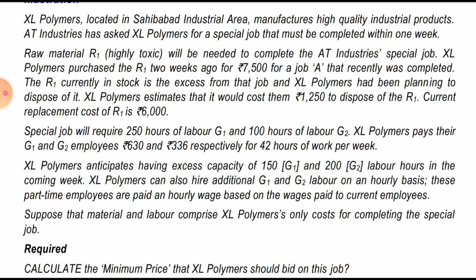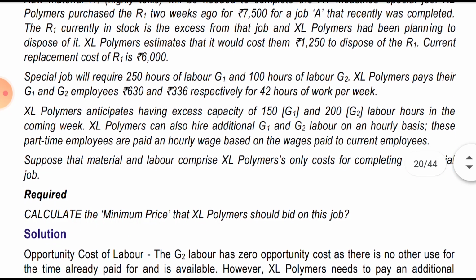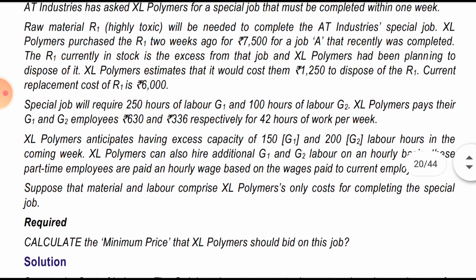Excel Polymer can also hire additional G1 and G2 labor on an hourly basis. These part-time employees are paid an hourly wage rate based on the wage paid to the current employees. Suppose that the material and the labor are the only costs for completion of the special job. So calculate the minimum price that Excel Polymer should charge for this job. Simple. So what price should they bid for this job?